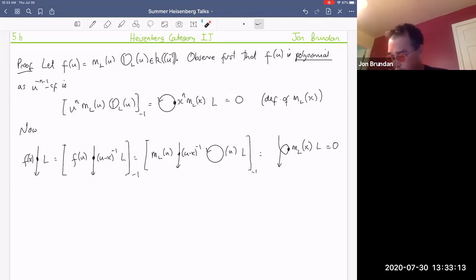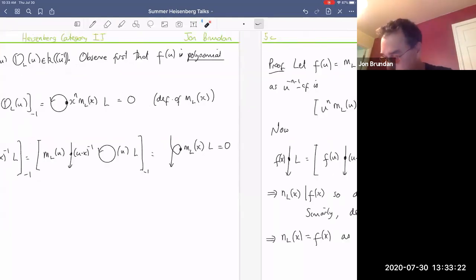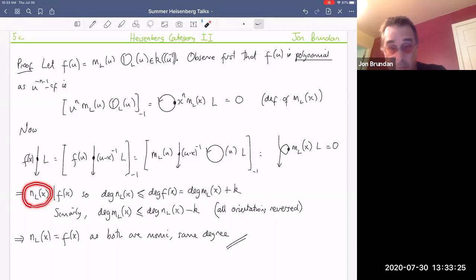And okay, so what have I just proved? I've just proved that this expression, if you put f of x dots on the downstrand, it's 0. But remember, nl of x, that was the minimal polynomial for dots on the downstrand. So that shows that nl of x divides the polynomial f of x. In particular, the degree of the polynomial nl of x is less than or equal to the degree of f of x, which by definition is the degree of m plus k from here. And now you do the same argument, but with all the orientations reversed. Exactly the same argument, you get this inequality in the other direction.